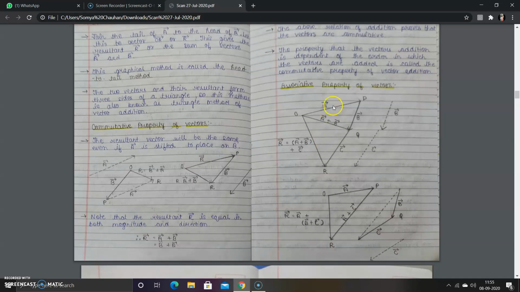Next हम बढ़ते हैं associative property of vectors. What we have to do in this property? We have to add any three vectors. We don't know about addition of any three vector with the help of triangle of vector addition. For this addition, firstly we have to add any two vector, then the resultant will be added to the third vector. That will give you the net resultant.